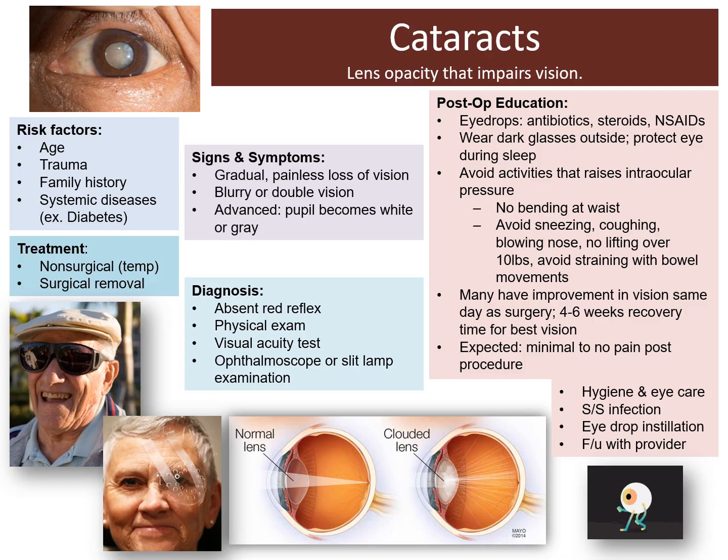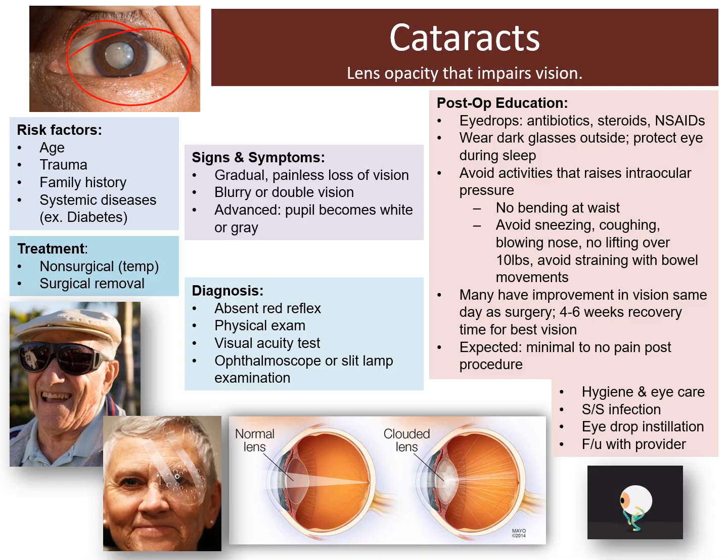So signs and symptoms are going to be a gradual, painless loss of vision. Okay, remember, it's the lens, so it's going to be all the vision. Blurry or double vision, and then as this condition advances, the pupil will turn white or gray, as seen in this picture here.